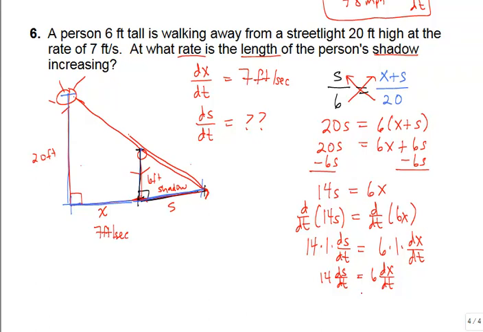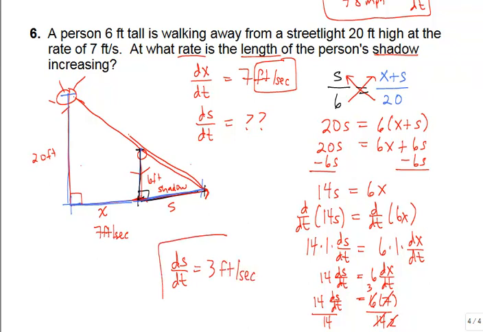We know dx dt is 7, and we're looking for ds dt. So to solve for ds dt, I would just divide by 14. 7 goes into 14 twice, and 2 goes into 6 3 times. So that means ds dt is just going to be 3. And what would be appropriate units for this? Well, s is a length, so we want units of length over time. So it's going to be the same units that we had for dx dt, which were feet per second. And there's our answer.